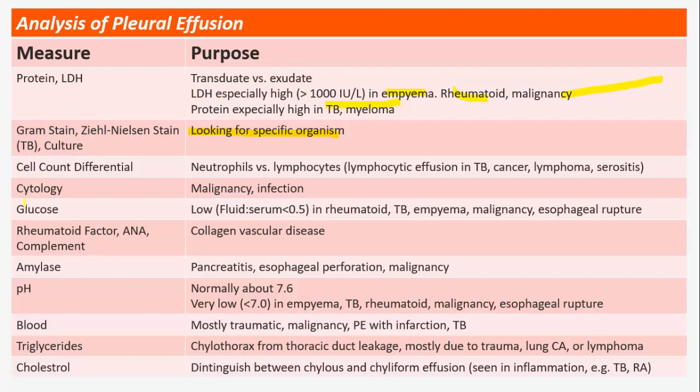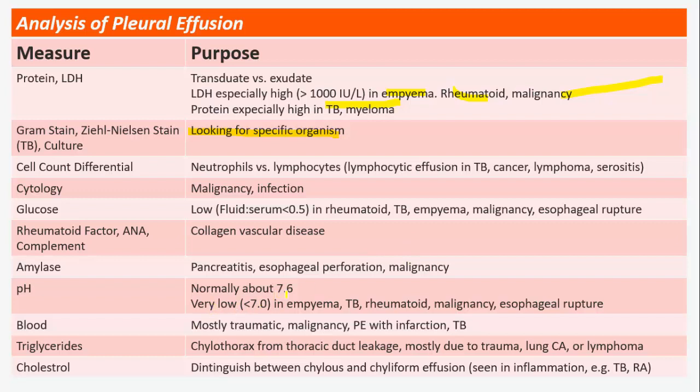If we do cell count and differential, the purpose is neutrophils versus lymphocytes, because lymphocytic effusion is seen in TB, cancer, lymphoma and serositis. If we do cytology, then malignancy or infection. If we do glucose, then low glucose in rheumatoid, TB, empyema, malignancy, esophageal rupture. Rheumatoid factor, ANA, complement in collagen vascular disease. Amylase: pancreatitis, esophageal perforation and malignancy.